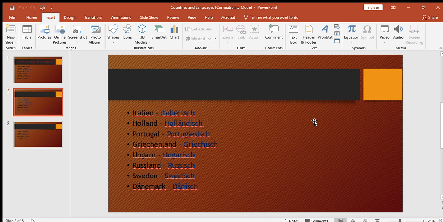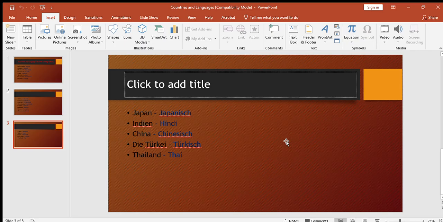Griechenland, Griechisch. Ungarn, Ungarisch. Russland, Russisch. Sweden, Swedish. Denmark, Danish. Japan, Japanisch. India, Hindi.